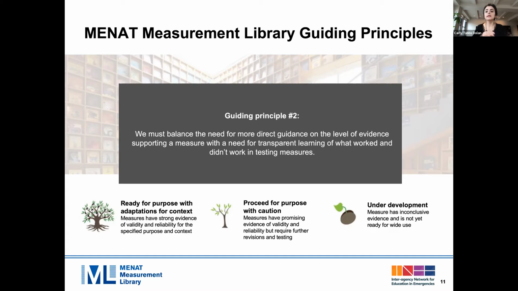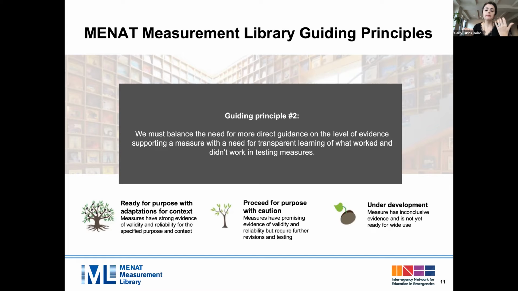And so you'll see the full fruit-bearing tree are measures that are ready for their intended purpose, that had strong evidence of validity and reliability, but we always recommend adaptations if using it in a new context. The smaller tree in the middle is measures that we thought were very promising, that have promising evidence of validity and reliability, but they do require further revisions, which we've tried to make clear, as well as further testing. And then there's also measures that are under development, where the measures had inconclusive evidence so far and are not yet ready for widespread use, but we encourage you to contact the developer to help grow that evidence base.